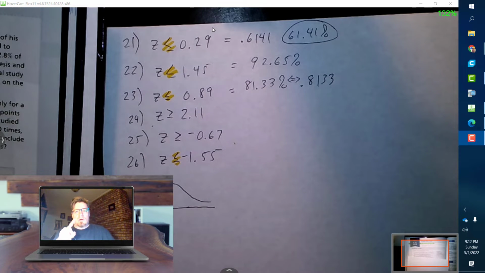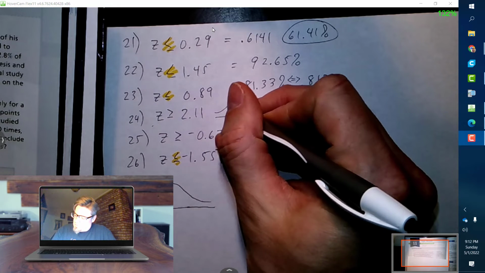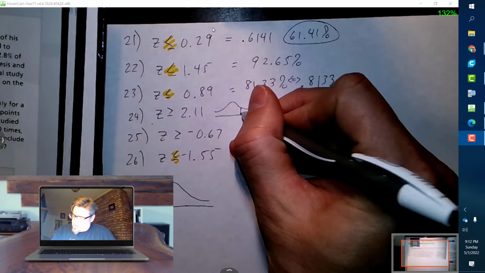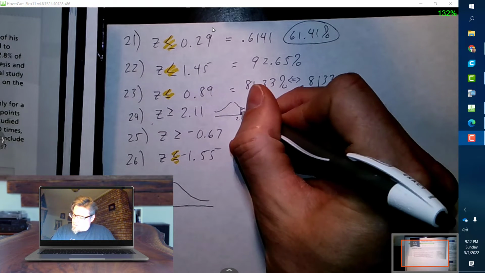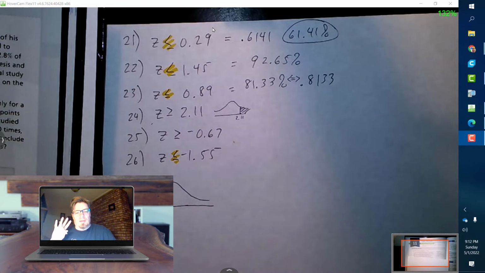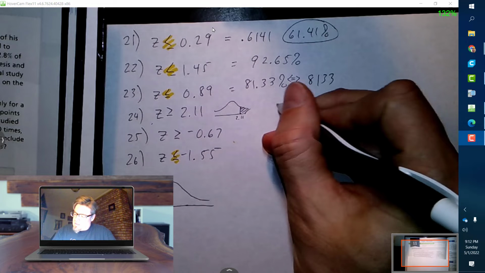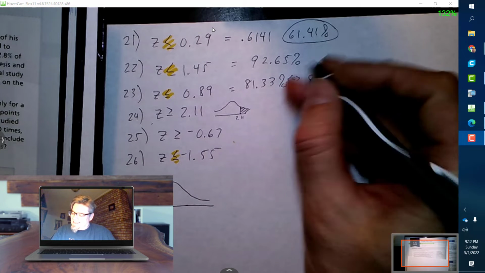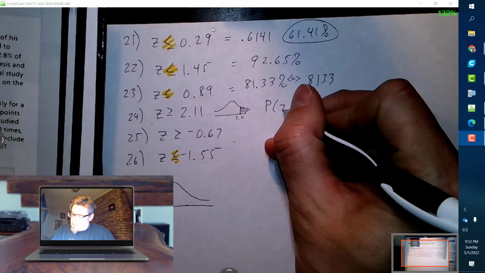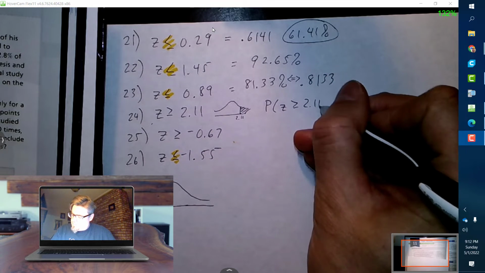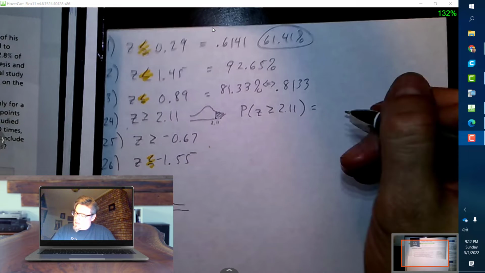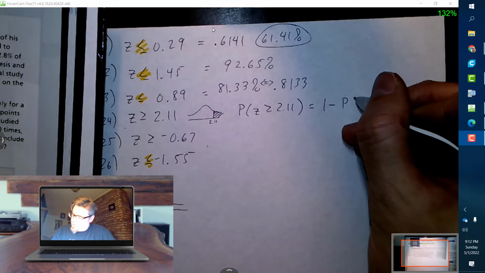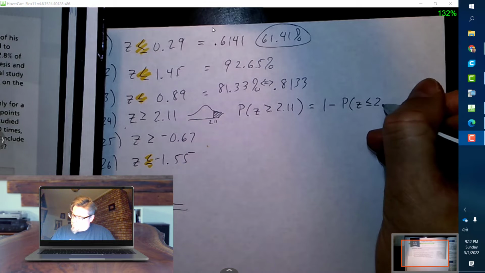All right, so now we move to the greater than. So here we are greater than 2.1. So what we're asking is, what is 2.1, which is maybe over here? Okay, we want to know what's the probability of being greater than that. And so it's going to be probably a little small because 2 standard deviations is pretty far away from the norm. It's like saying the probability of z being greater than 2.11 is the same as 1 minus the probability of z being less than 2.11.